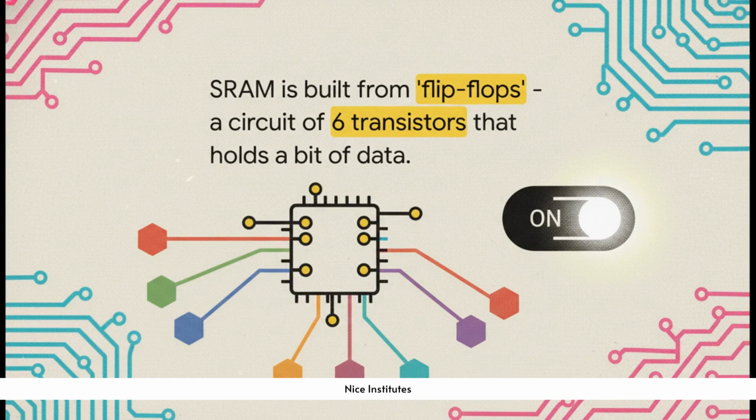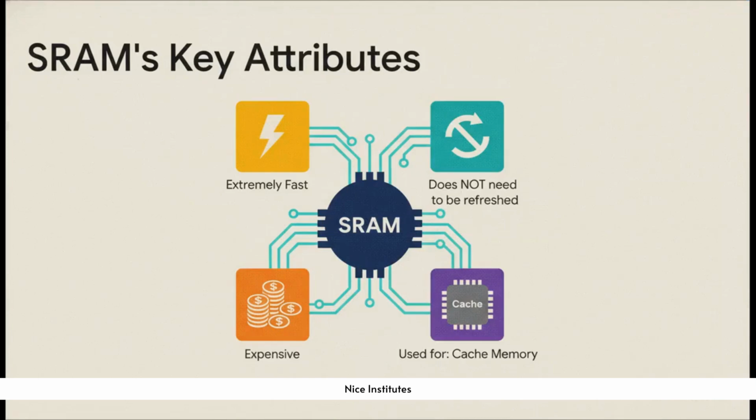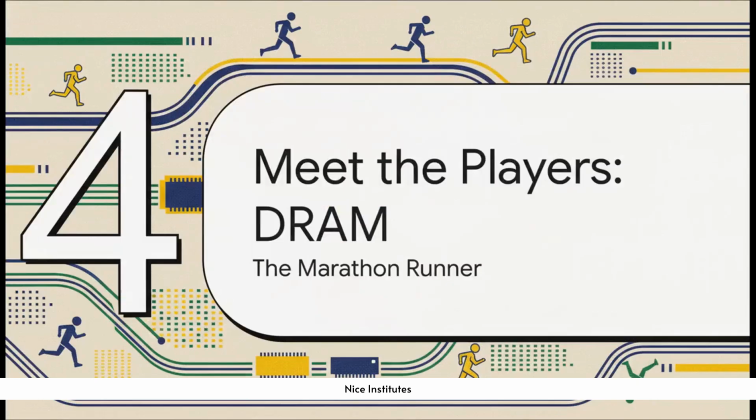It's just stable. So, because of that super stable design, SRAM is just blazing fast. It doesn't need to be constantly reminded or refreshed, which saves a ton of time. But, and this is a big but, that complex 6-transistor setup makes it really expensive and not very dense. You can't pack much of it in. That's why it's only used for these small, critical jobs where speed is absolutely everything, and that job is being cache memory.